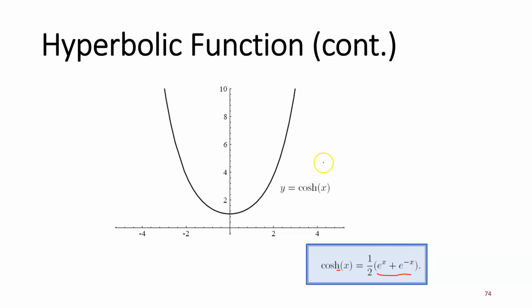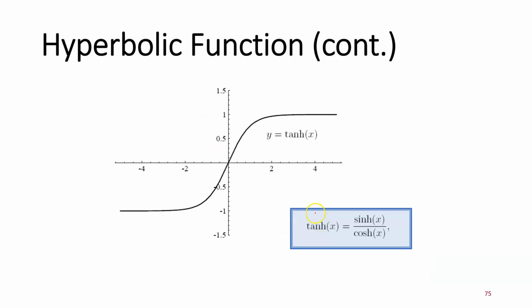This is how the graph looks like, cosh. And this is tanh x. So the formula for tanh is the same as how we find tangent. Tangent equals sine over cos. But this one, tanh is sinh over cosh. I'm not sure how they pronounce it.